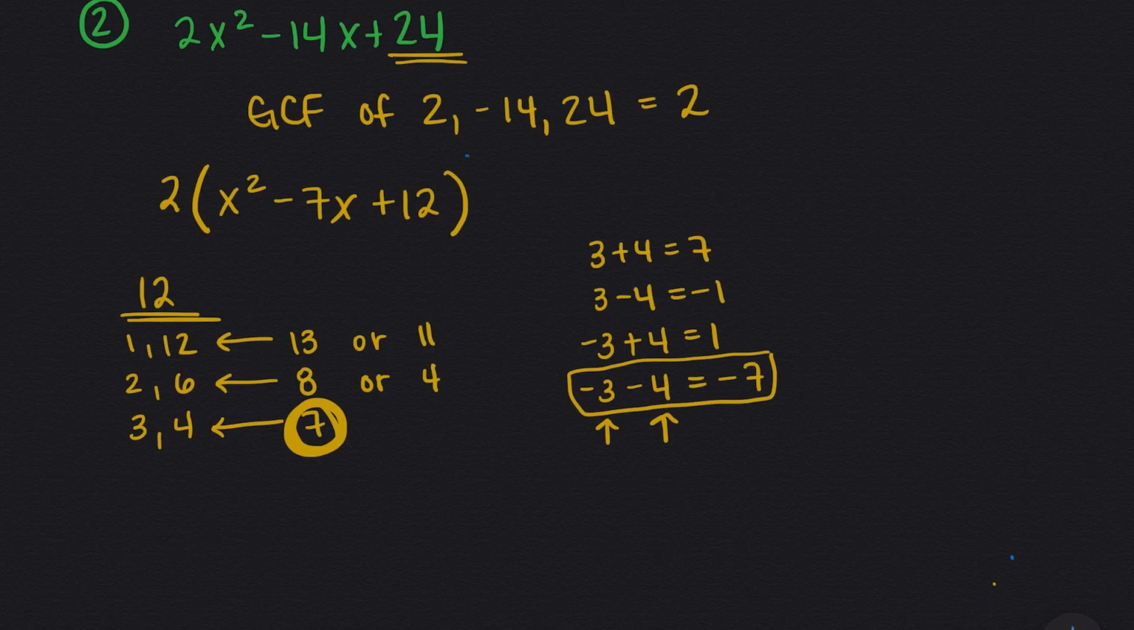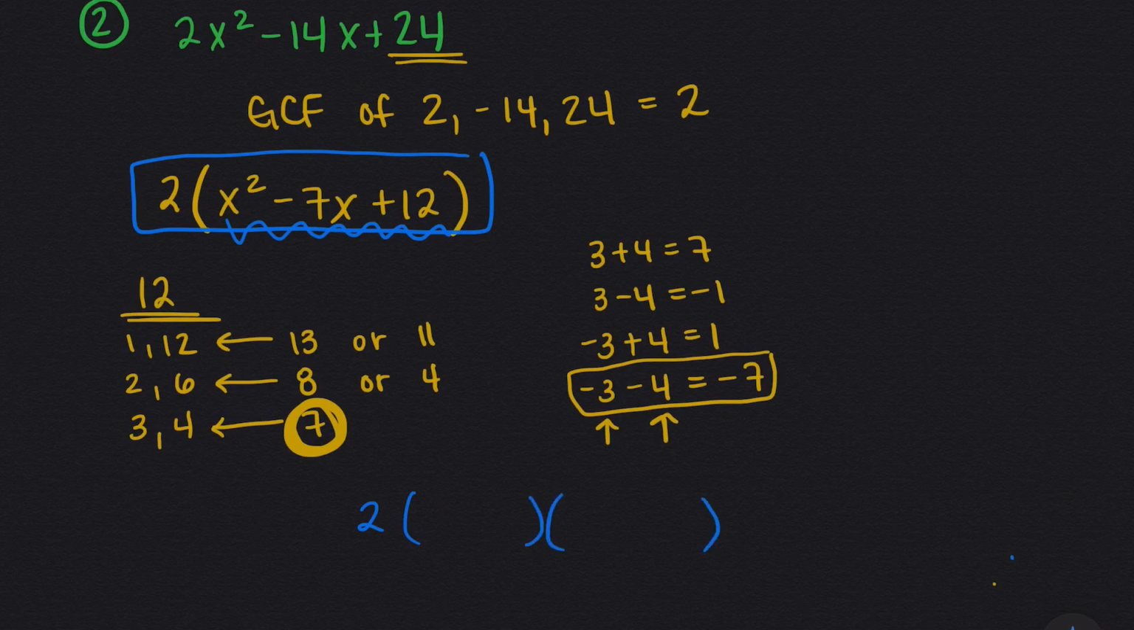What we'll do next is rewrite this expression into its factored form. Notice we just figured out the factors for the trinomial that's inside the parentheses. Remember to keep the 2 on the outside, that's still a factor, and then we can open up our pair of parentheses like this, put our x's inside, and then use the factors that we just figured out. Again, they were -3 and -4. So x minus 3 in one parentheses, x minus 4 in the other.